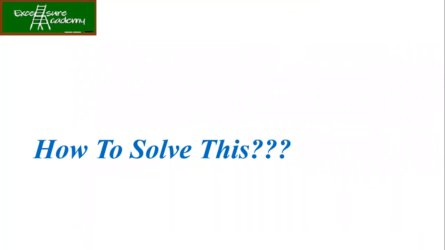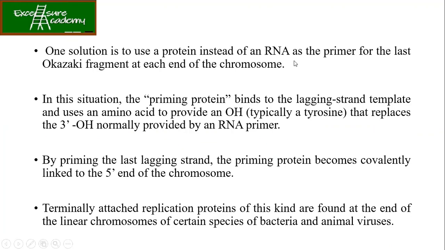Now, how to solve this? This is a very crucial point: how to solve this. Either you can use a protein instead of an RNA primer. Okay? So one solution you have is that you can use a protein instead of RNA as a primer for the last Okazaki fragment at each end of the chromosome.